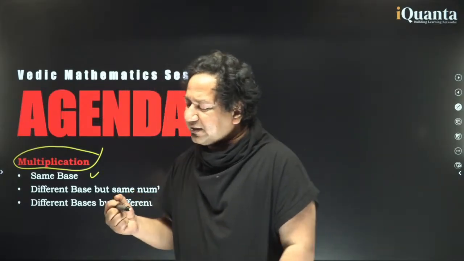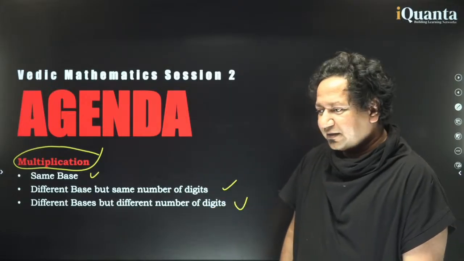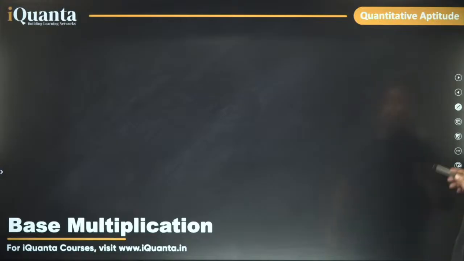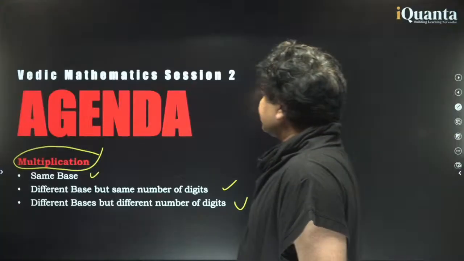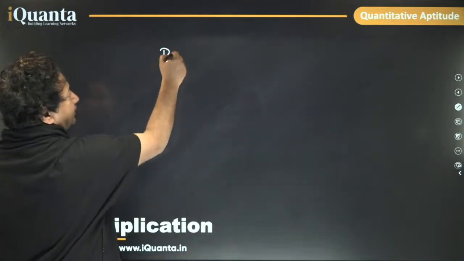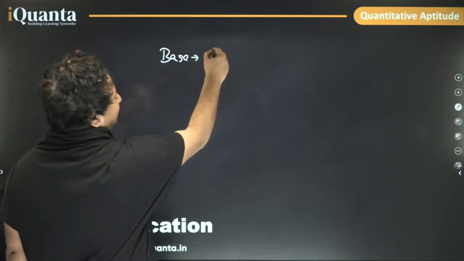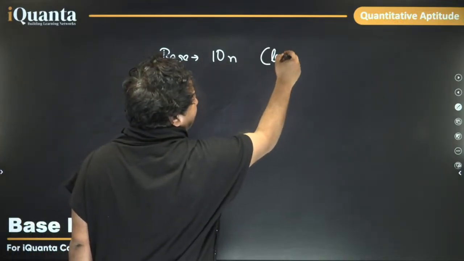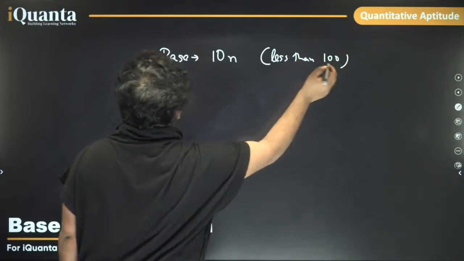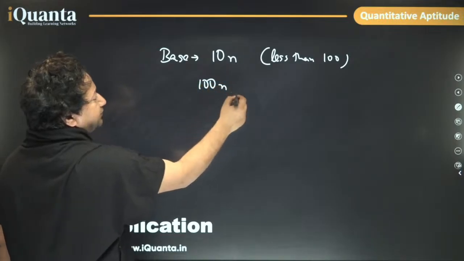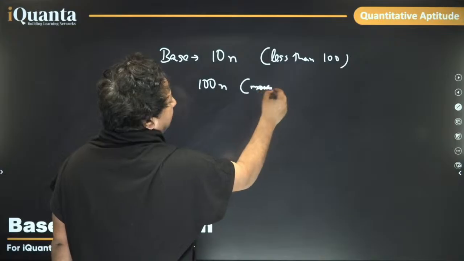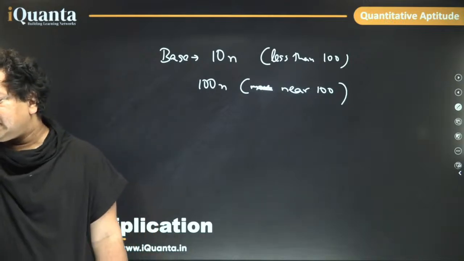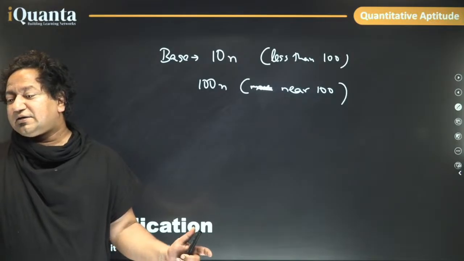First of all, we need to understand what a base is. Any kind of base is basically a multiple of 10, if we talk about numbers less than 100, or the base can be a multiple of 100 for numbers near 100. I'll give you different examples. Are you able to understand this? Okay, let's try and understand.